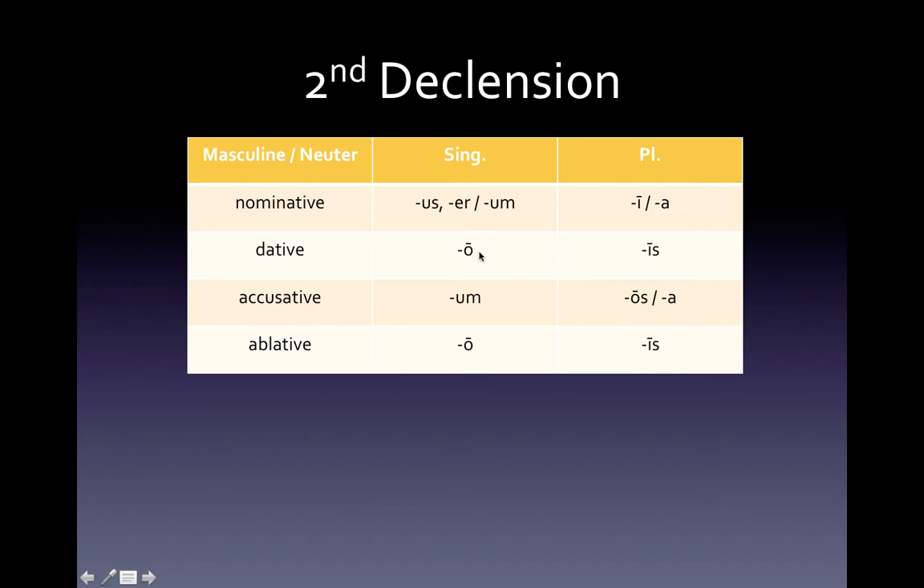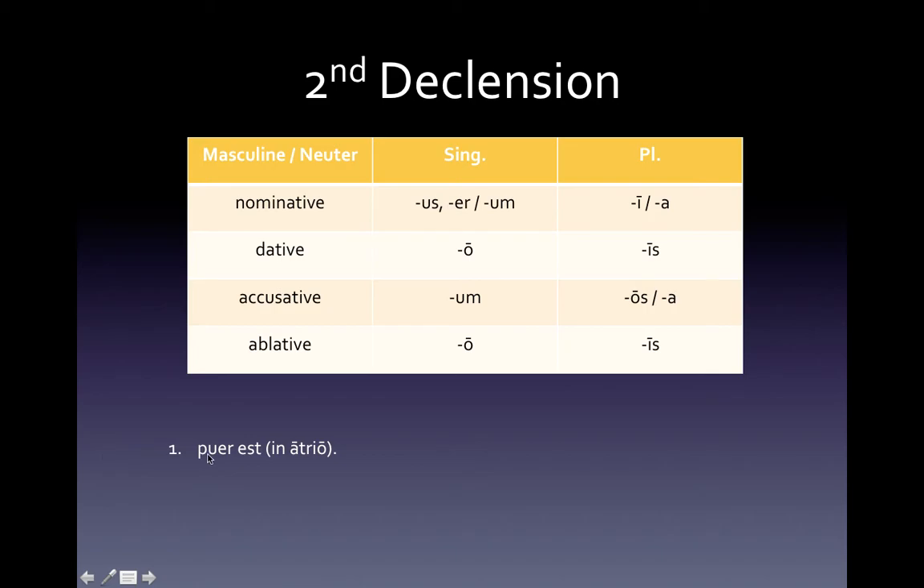For the dative, both of them are the same. For the accusative singular, they're the same. Ablative singular, they're the same. Over here to the plurals, this is the masculine side, this is the neuter side. They're the same in the dative plural. They're a bit different, though, in the accusative. So this is the masculine side, this is the neuter side.